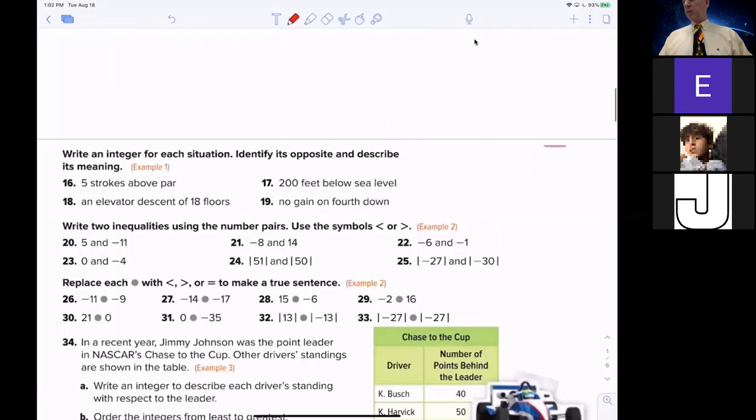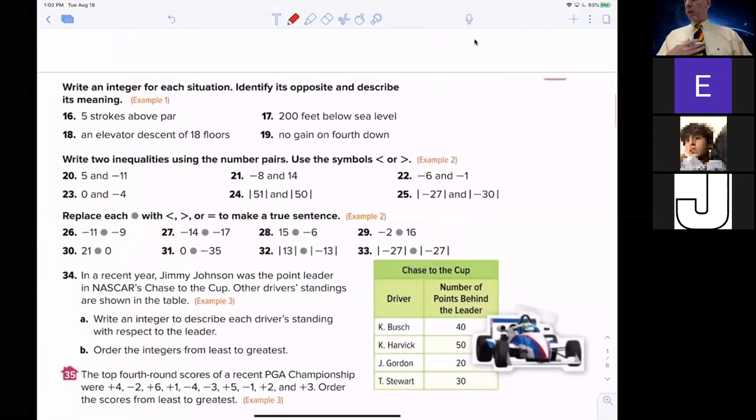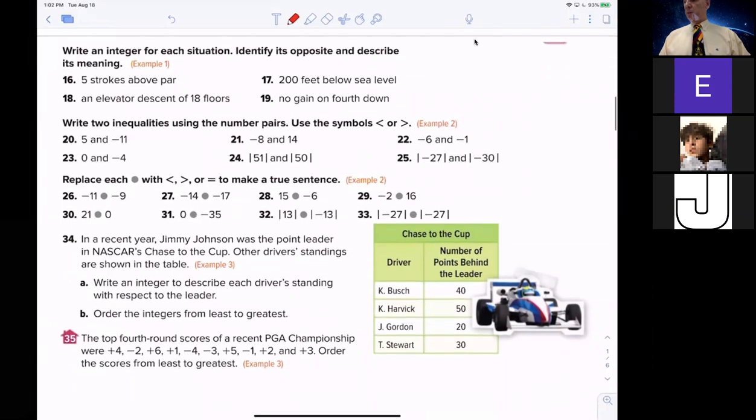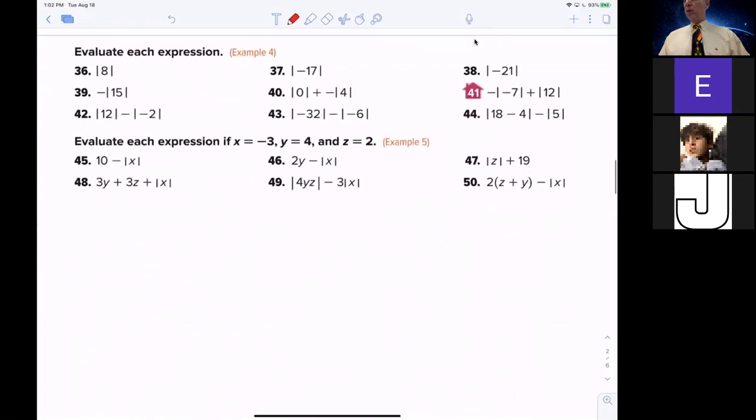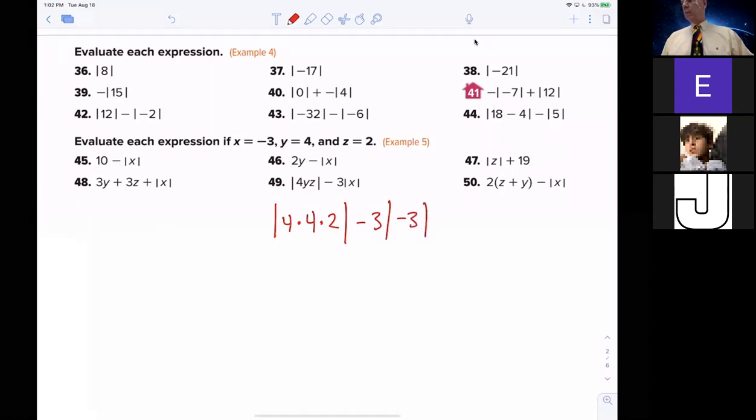Let's slide down the page. I feel like these are relatively easy. Now, what I want to do is, Maya, I want you to help me. I want everybody to go down to number 49. Everybody's going to 49. Everybody with me? All right, Maya, you get to help me. Absolute value. What is y? What is z? What's x? Okay. Now, you get to tell me what's 4 times 4 times 2.